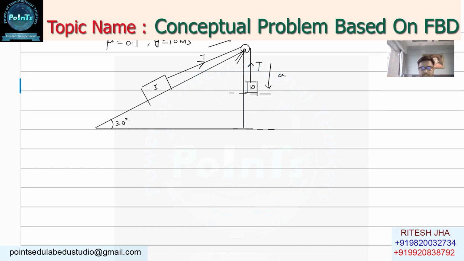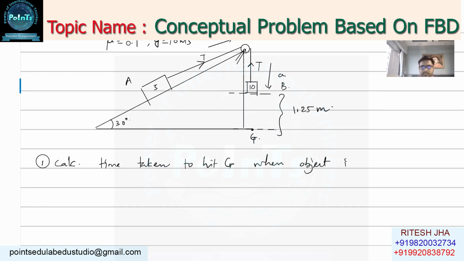Now the thing is, when you consider this particular distance, this is 1.25 meters. This is object A, and here this is object B, and this is the point G. So first question: calculate the time taken to hit G when the object is released from rest from point P.